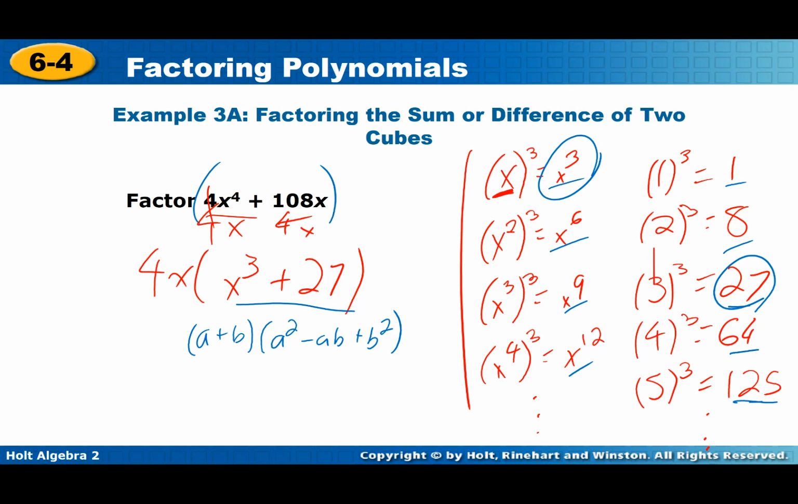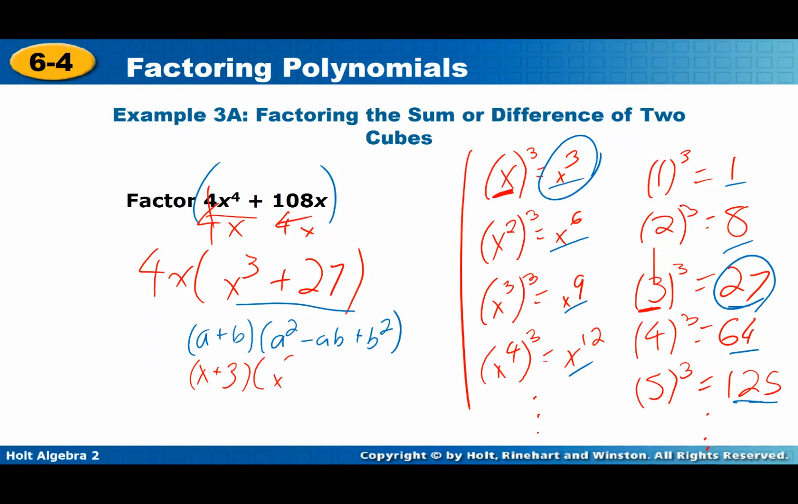So my a, quote unquote, so to speak, will be x. So I'll plug x in where I plug in a. My b is the cube root of 27. Now, the cube root of 27 is 3, because 3 to the third power makes 27. So that'll act as my b value. So I'm going to plug in x for a. I'm going to plug in 3 for b.